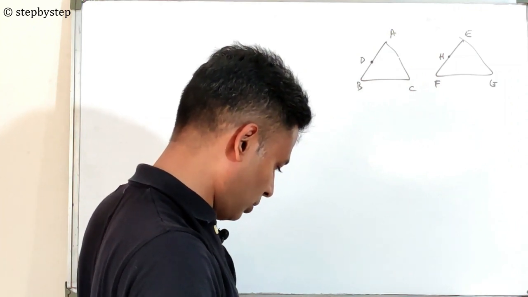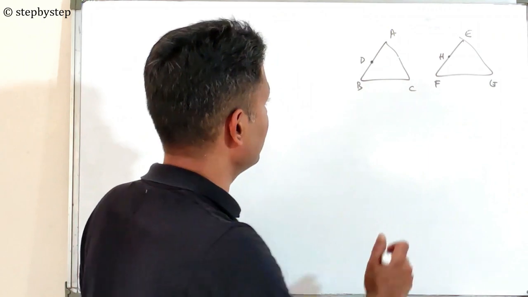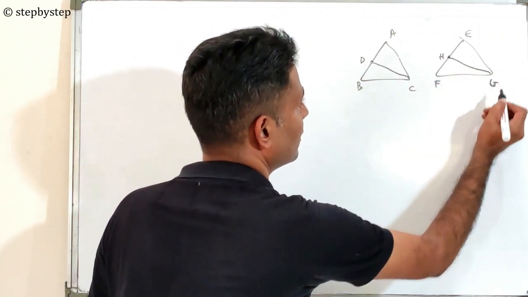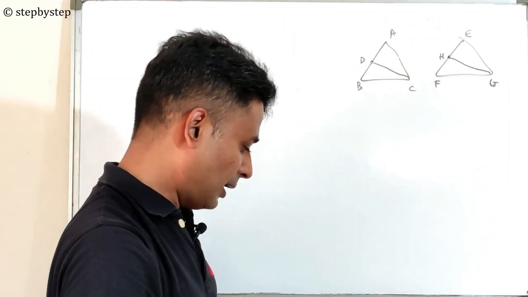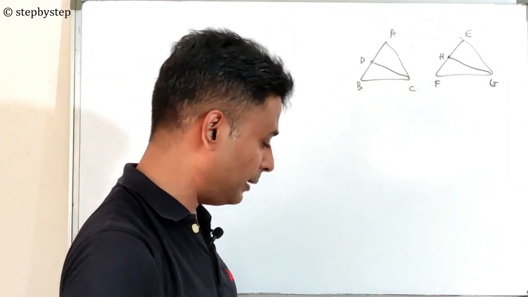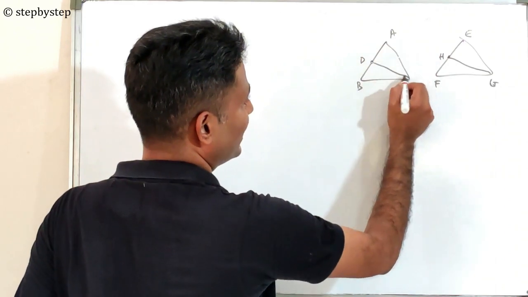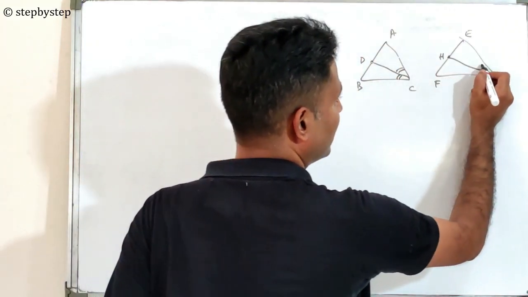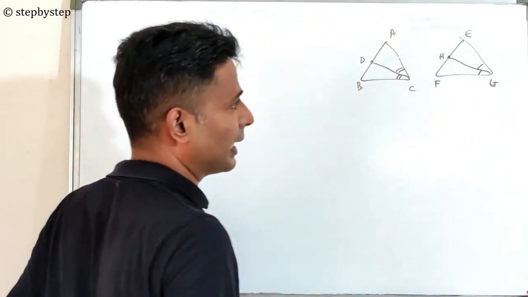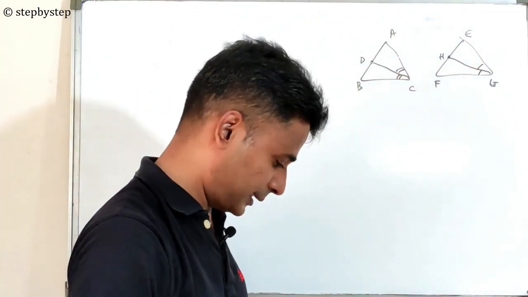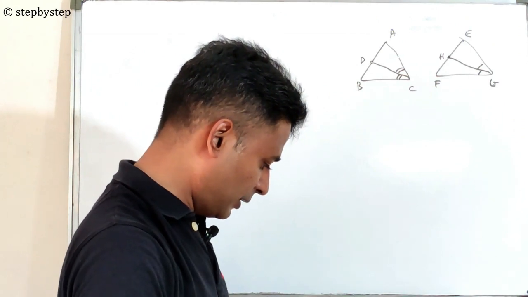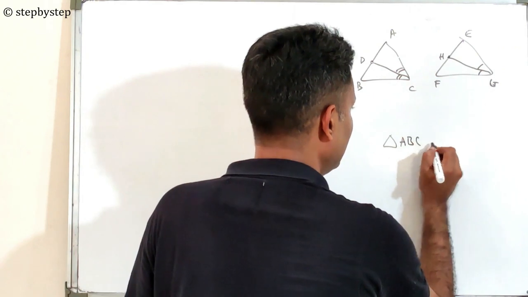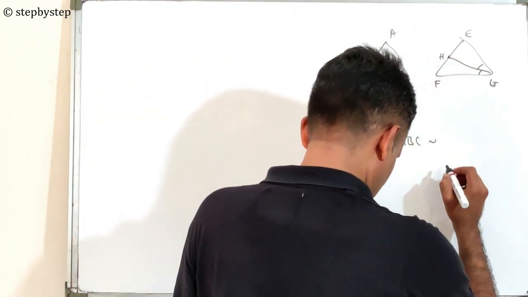Such that CD and HG are bisectors of angle ACB. So this is a bisector of this angle, which means what? This angle is equal to this angle and this angle is equal to this angle. That is all bisector means, right? Now they have given triangle ABC similar to triangle FEG.